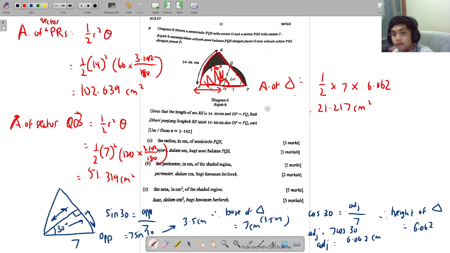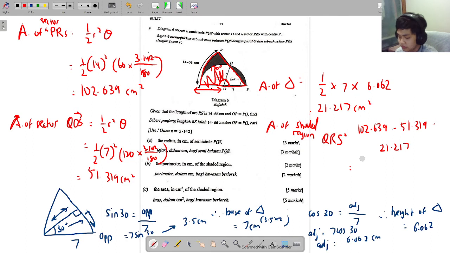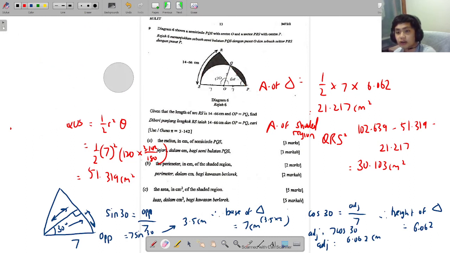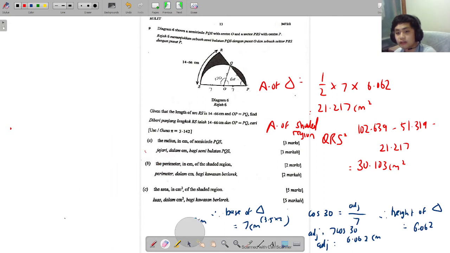So now I can minus all. So the area of the shaded region Q, R, and S is 102.639 minus 51.319 minus 21.217. So it's 30.103 cm square. Right, so we found out one region. So to find out the other region, we are now going to focus our attention onto the part here. So it's going to be here.